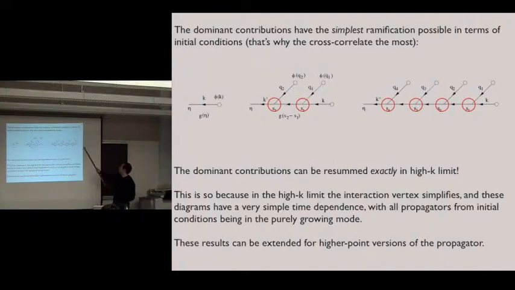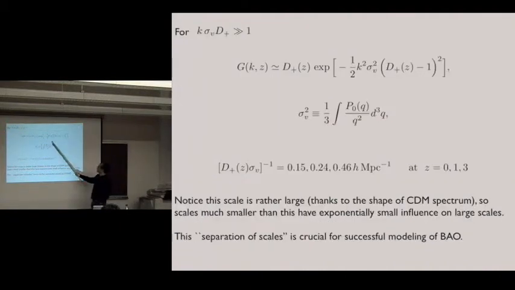So the amazing thing is that when you include this infinite subset of diagrams, you can resum it exactly in the high K limit. And the answer looks like this. And here is where the scale appears.